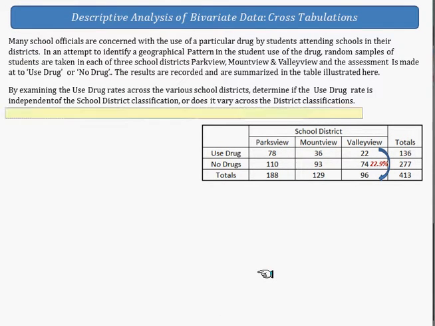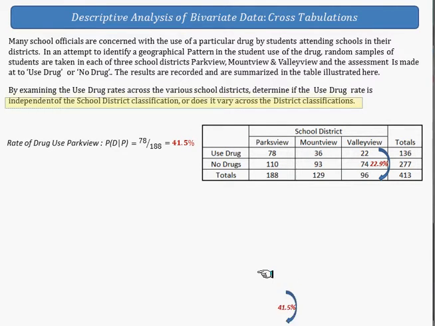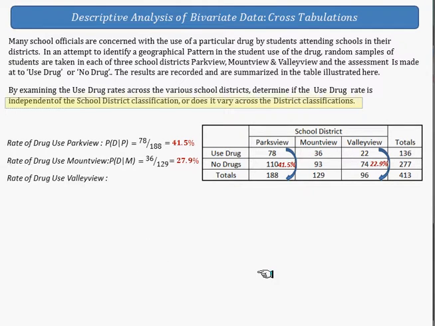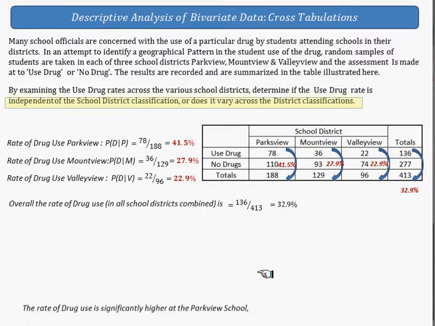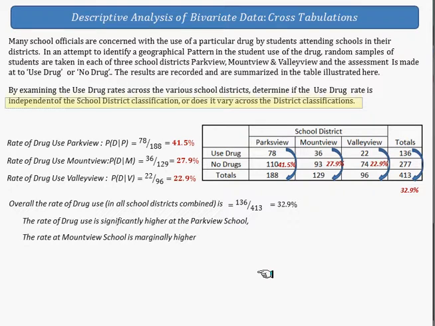Now we're going to look at several school districts which involve use of drugs. In the Parkdale region, 41.5% of students were involved with drugs. In the Mountain View region, 27.9%. Overall rate of drug use is 32.9%. And the rate at Mountain View is marginally higher, so you can see here these two are very close. This could be just due to random chance, but this one is singled out at Parkdale.